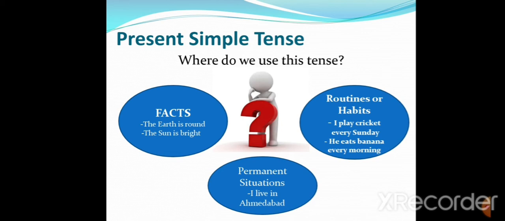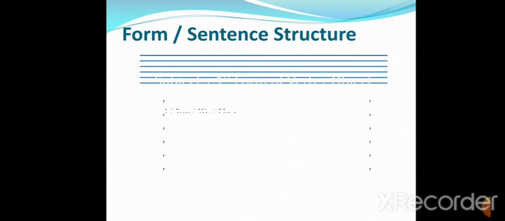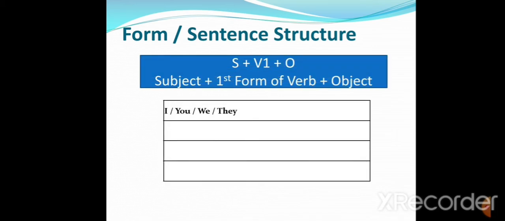Now, let's look at the form or sentence structure for present simple tense, which is subject plus first form of verb plus object. Now, subject means I, you, we and they. You can see in the box, right? And verb means action. We all know that. Here, we are going to use the first form of verb. So, actions like play, go, eat, etc.